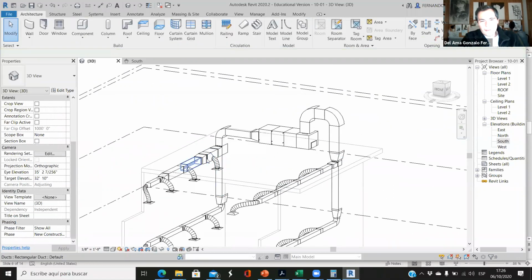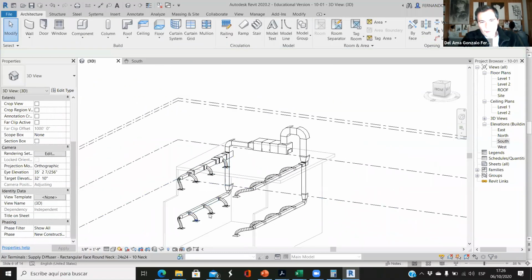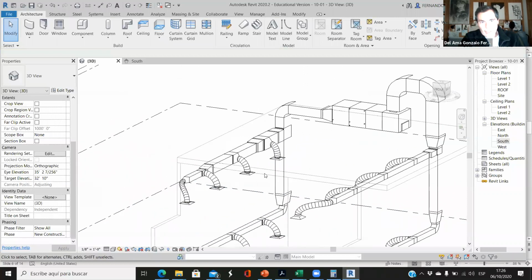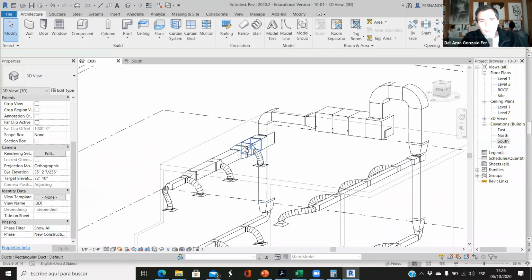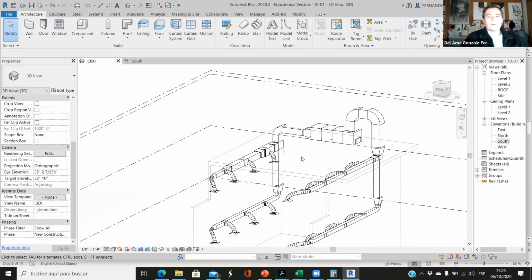Usually those are symmetrical. If we have the same number of supply diffusers and return diffusers, the ductwork should be symmetrical and it will work. So if we had trouble with the speed here, we will have trouble with the speed in the return system as well.